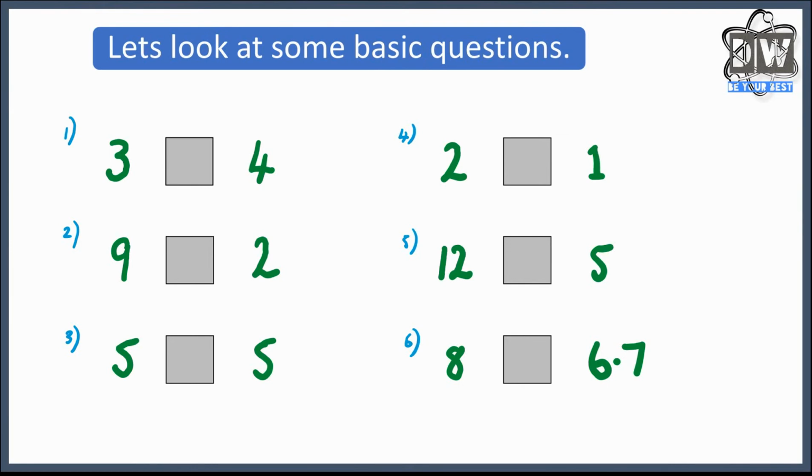So 4 is greater than 3. 9 is greater than 2. 5 is greater than or equal to 5, I could have done either one of these. Or I could have gone and done this one: 5 is smaller than or equal to 5. Either one of those symbols will work. 2 is definitely greater than 1. 12 is greater than 5. And 8 is greater than 6.7. So hopefully you got all those right. If you haven't, it's definitely worth going back over the first one that we did.